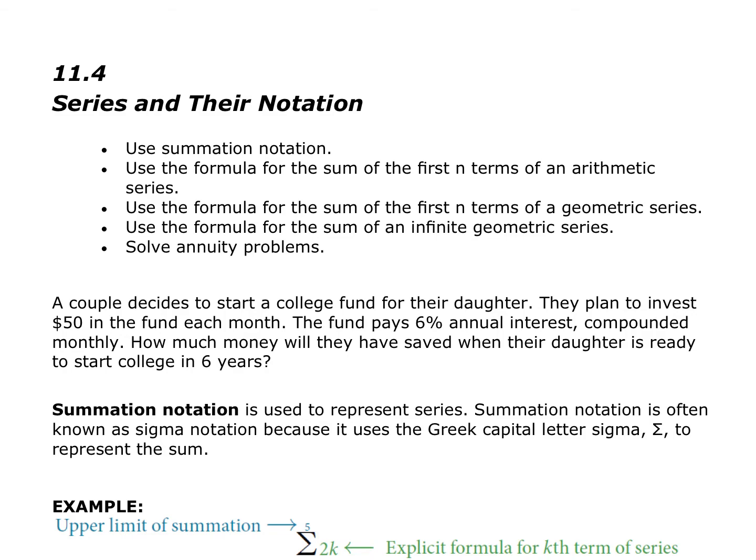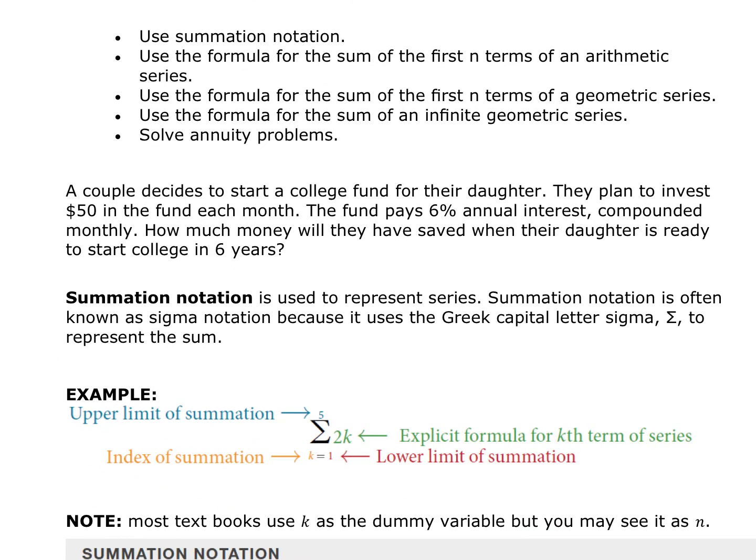As an example, we have this couple who decides they want to start a college fund for their daughter. They plan to invest $50 in the fund each month. The fund pays 6% annual interest compounded monthly. How much money will they have saved when their daughter is ready to start college? This is an application that we'd be able to solve at the end of this section.